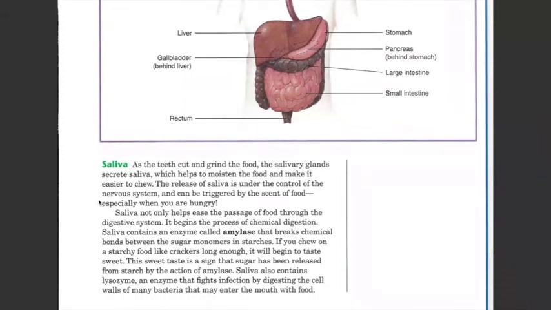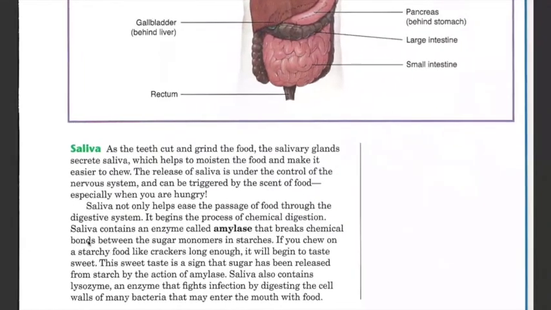The release of saliva is under the control of the nervous system and can be triggered by the scent of food, especially when you're hungry. That's right, guys, as I said in the notes, you smell good food and you start salivating, your mouth waters.